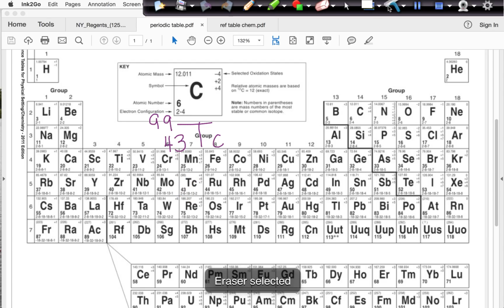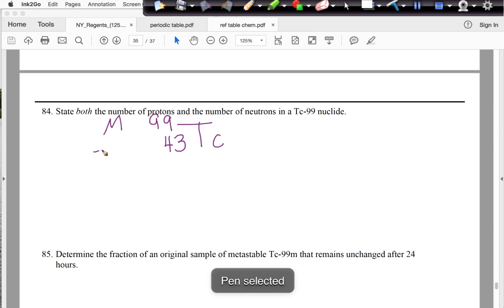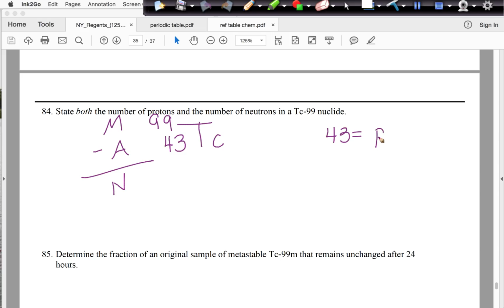So what we're going to do is do mass number minus atomic number to get the neutrons. The atomic number is the number of protons. The mass number minus the atomic number gives us the neutrons. So we have 43 protons and 56 neutrons.